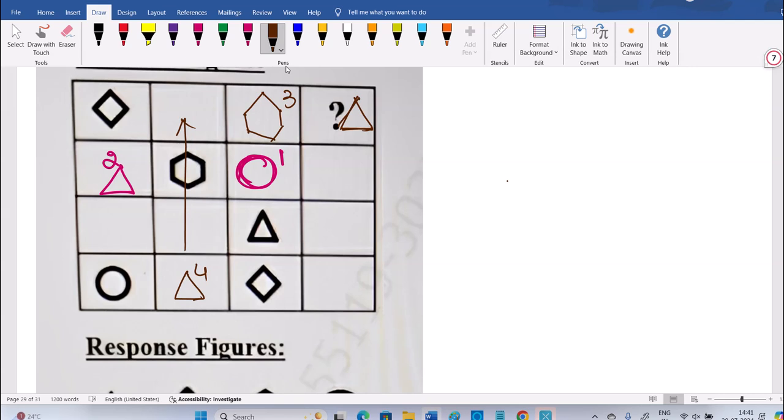In that entire row, one time triangle should come. Here already triangle is there. Why you fill this as a triangle? We cannot get rhombus, we cannot get circle, we cannot get hexagon. So I cannot fill triangle here. I cannot fill triangle here.